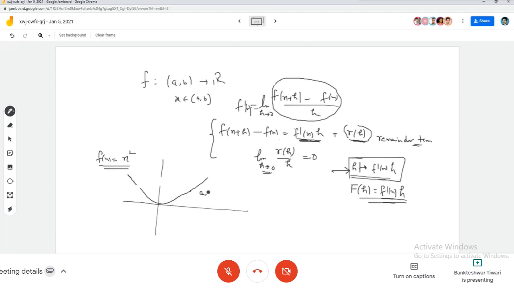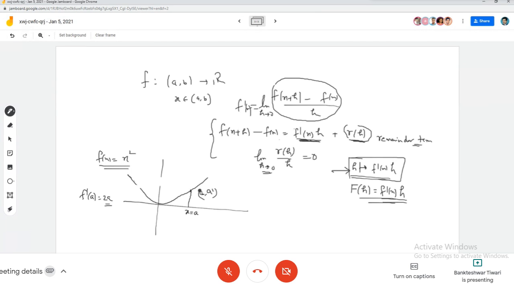This point will be A square, and this is your x equal to A. So at this point, what is this differential coefficient? If you calculate the differential coefficient, this f dash at the point A is simply 2A. So this is the differential coefficient.